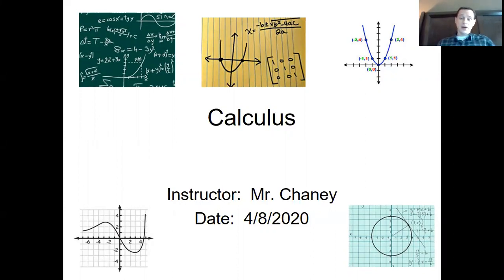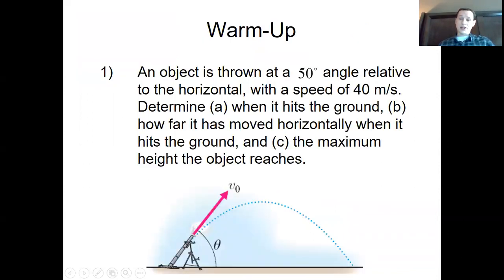Here we go. Warm up today. We are simply going to do a projectile motion problem. This is very much like the stuff in the last section, 5.5. In fact, that's pretty much all it's about. And today an object is thrown at a 50-degree angle relative to the horizontal. Okay, so here's horizontal, and 50 degrees would be that little angle right there. With a speed of 40 meters a second, determine A, when it hits the ground, B, how far it has moved horizontally when it hits the ground, and C, the maximum height the object reaches.